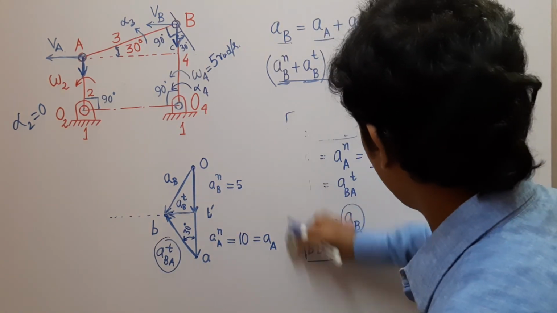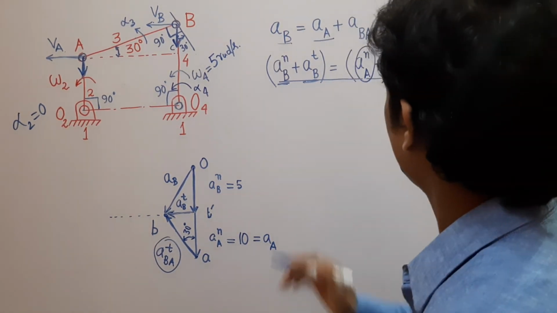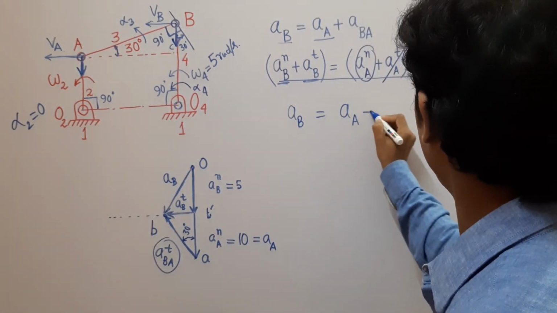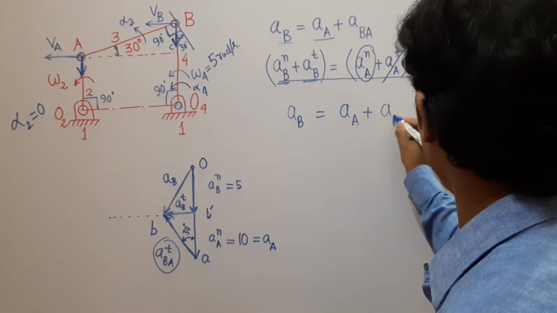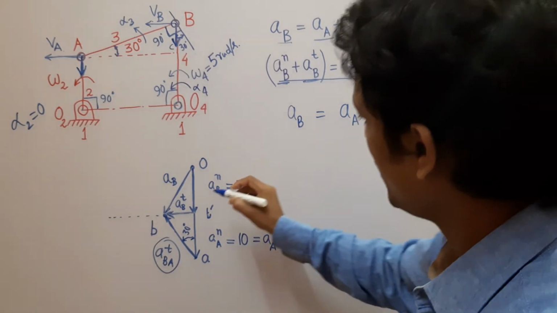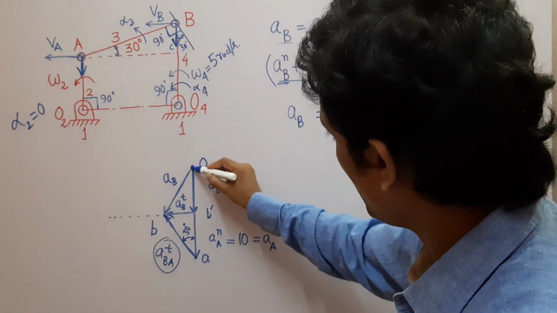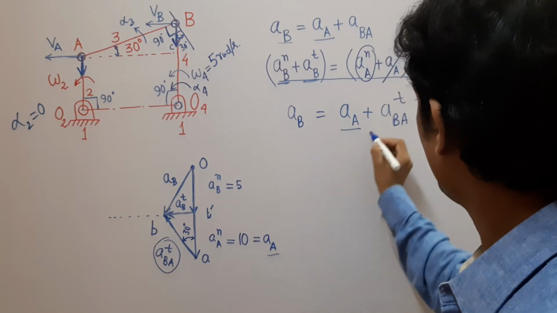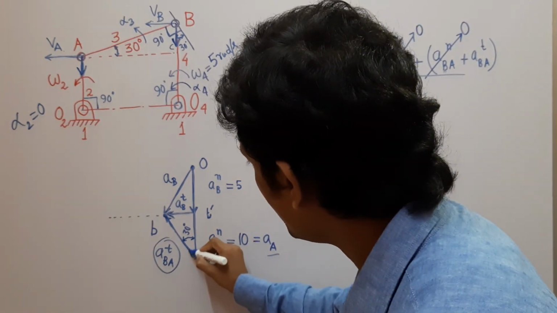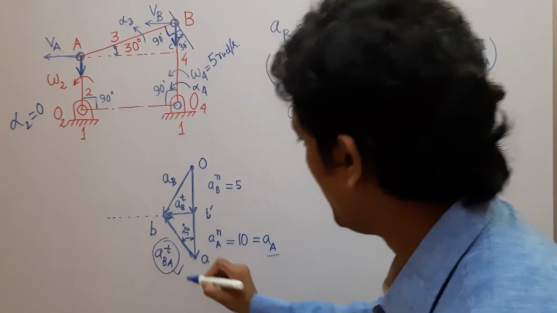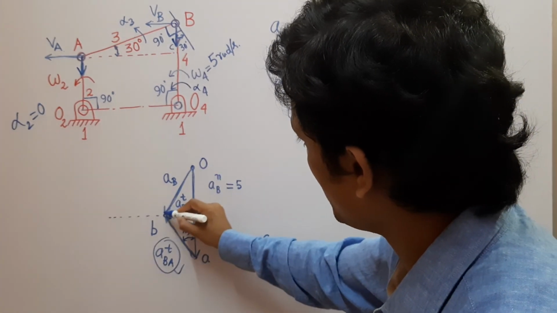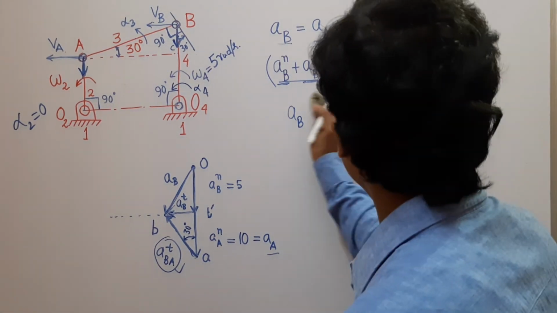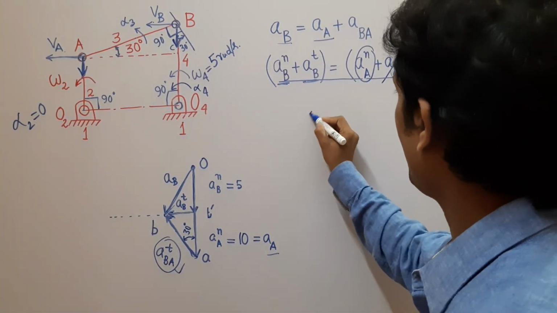So I can erase these things. Say this is total AB is equal to what? AA plus ABT. So this is AA, OA. OA is AA plus ABT. This is the resultant vector AB. So now our work has been completed. We can now easily determine alpha 4.